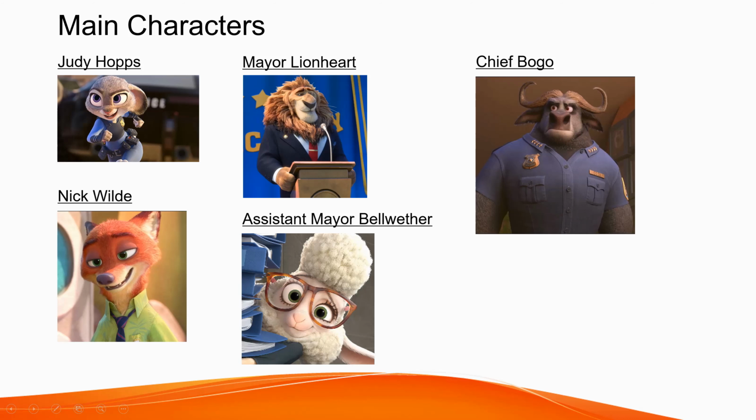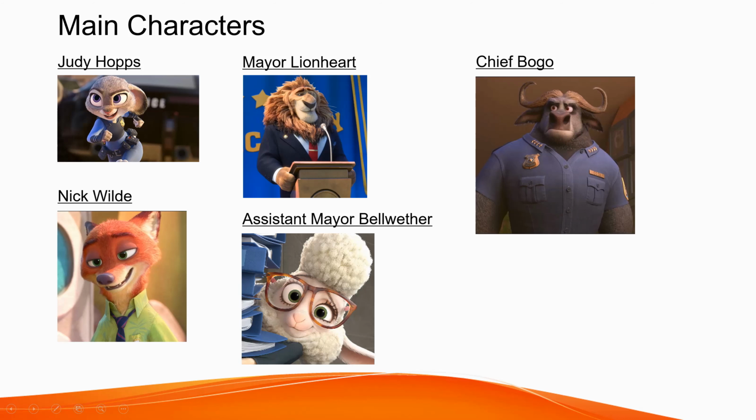The second main character would be Nick Wilde. Nick Wilde is also a significant character in this animation. He was a victim of discrimination as a predator, and he resorts to unethical ways of earning money as a result. He plays a big role in helping Judy solve the case of missing predators and savage predators.